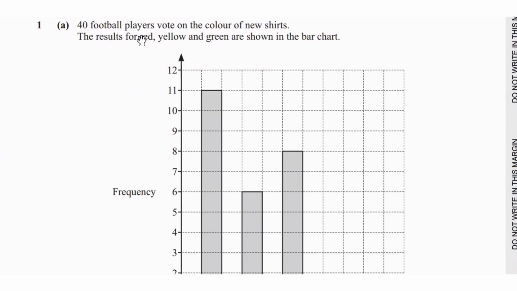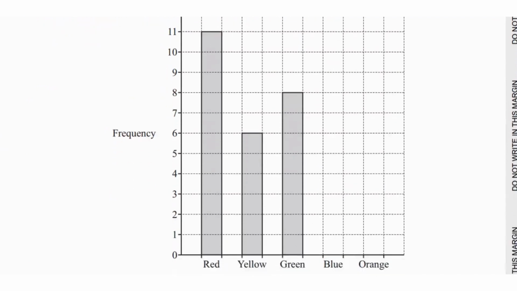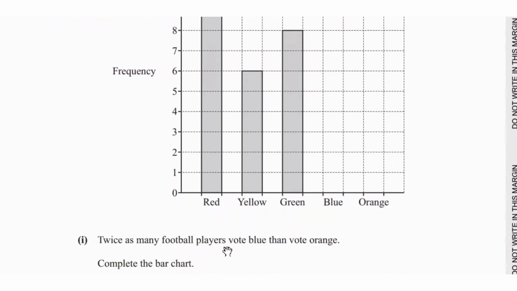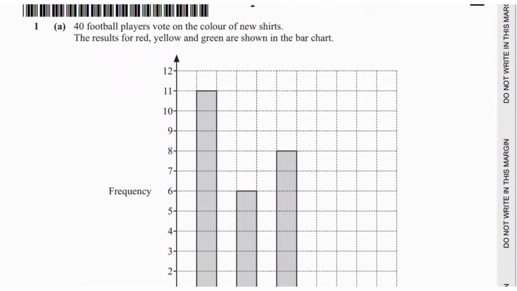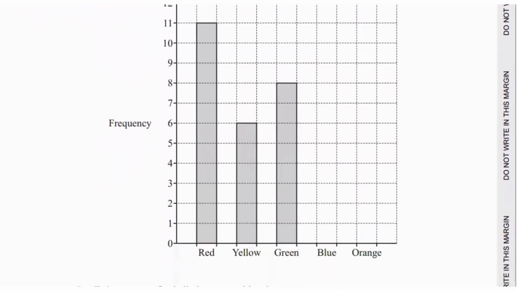Question 1 says 40 football players vote on the color of new shirts. The results for red, yellow, and green are shown in the bar chart. Twice as many football players vote blue than vote orange. Complete the bar chart. So if 2x is for blue, then x is for orange. And we have a total of 40 football players.